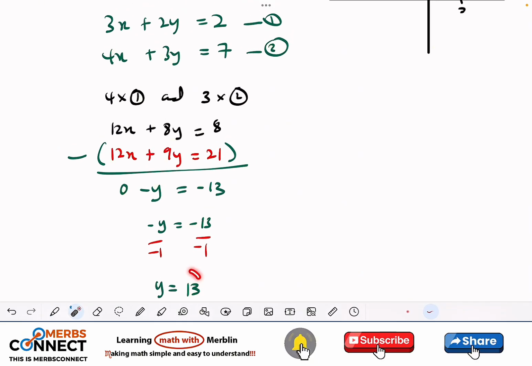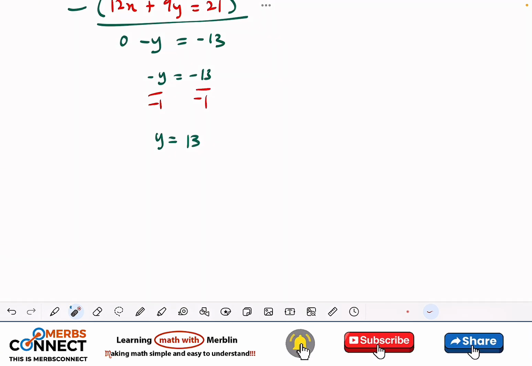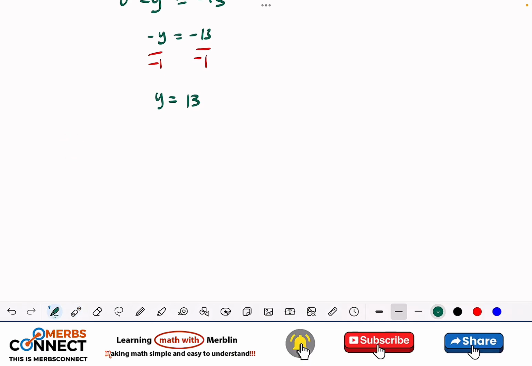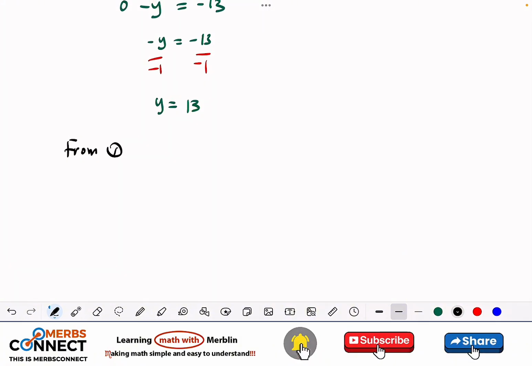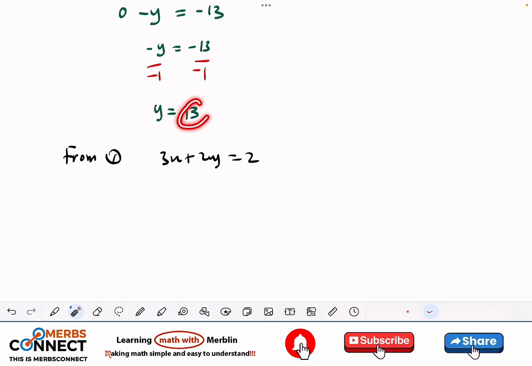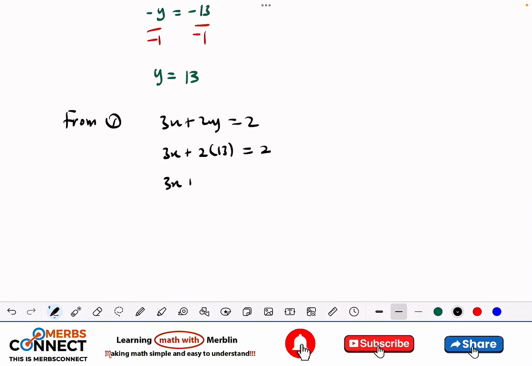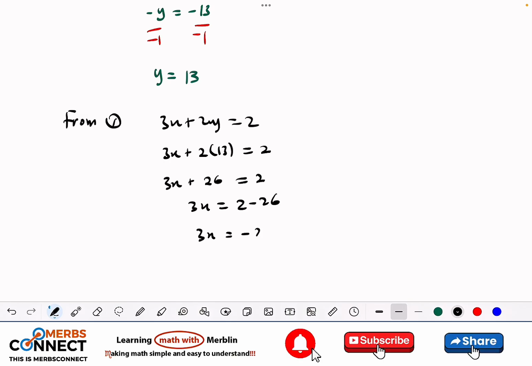Now that we know one of the coordinates, we can put it inside either equation to find the other. So from equation 1, we are saying that 3x plus 2y is equal to 2. So let's plug in y is equal to 13. We are going to have 3x plus 2 times 13 is equal to 2. So 3x plus 26 is equal to 2. 3x is equal to 2 minus 26. 3x is equal to minus 24.